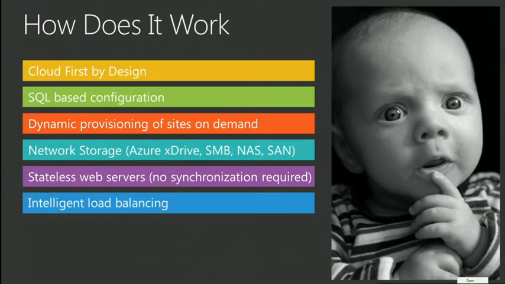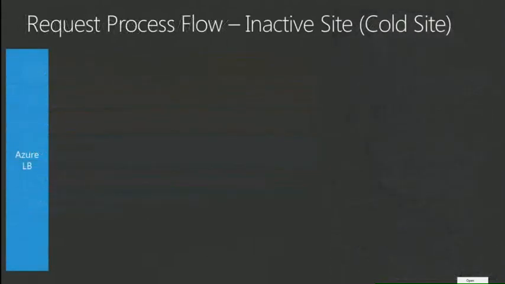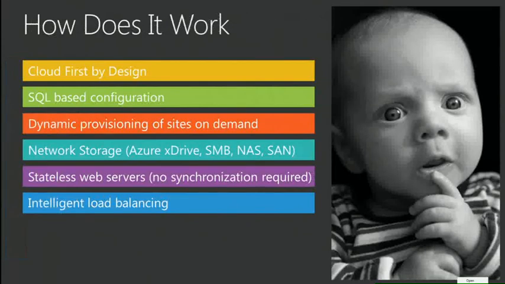Intelligent load balancing. I'll talk about it in a moment where we show the data flow. But we also have a specific implementation of the application request routing, the IIS ARR for those who know about it, that actually talks to the central database and makes a smarter determination about which virtual node to route your traffic to.